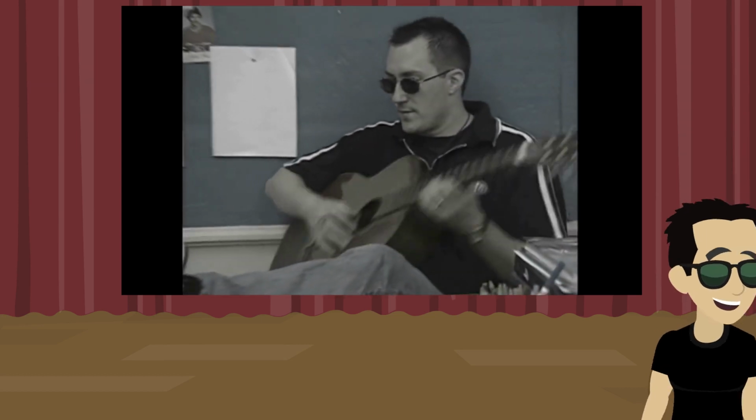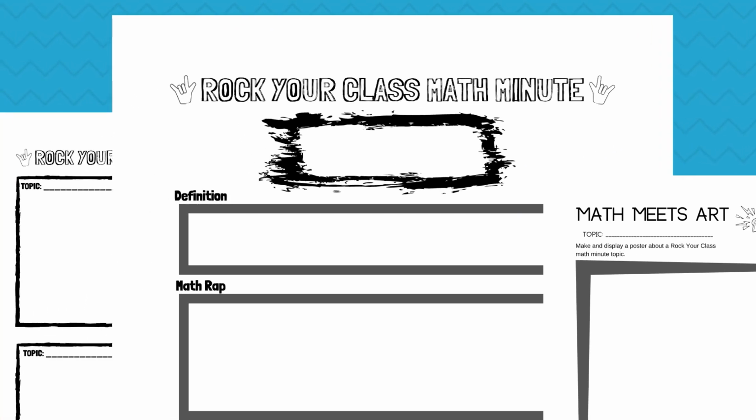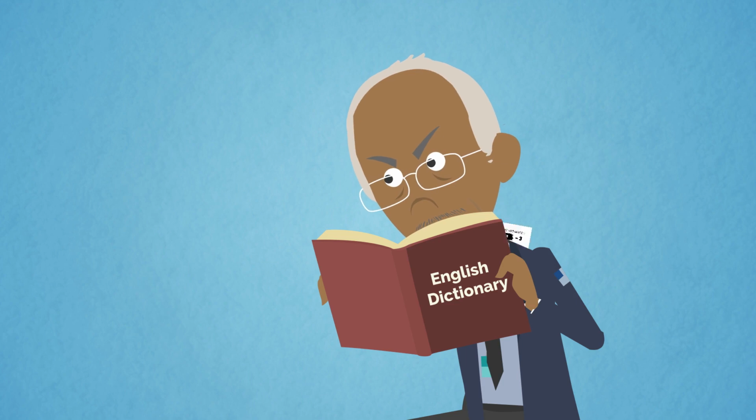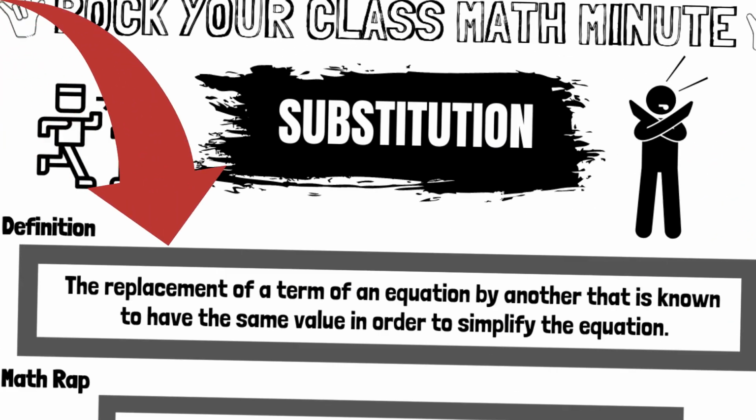Get ready for today's Math Minute topic. Substitution. What does the dictionary say? The replacement of a term of an equation by another that is known to have the same value in order to simplify the equation.